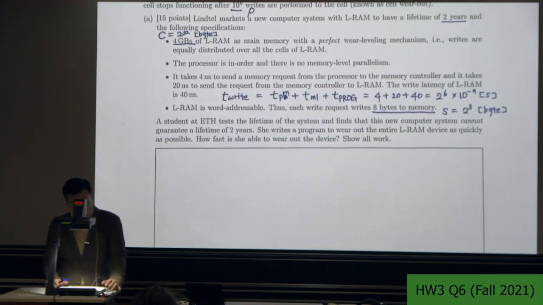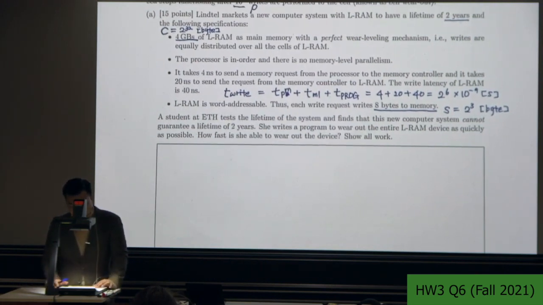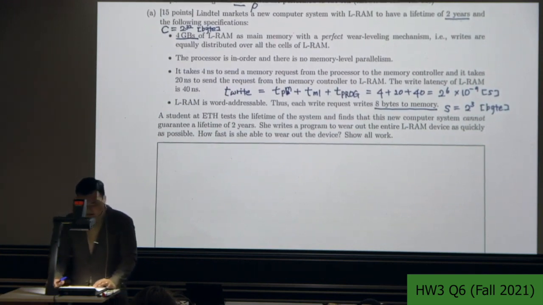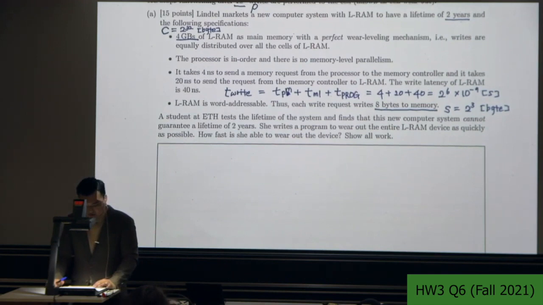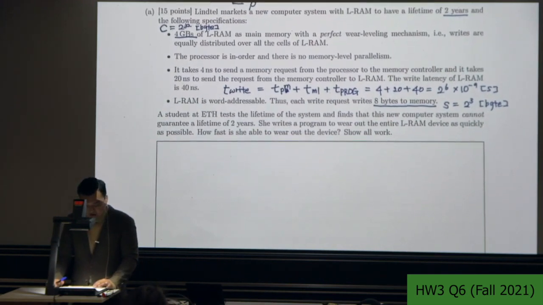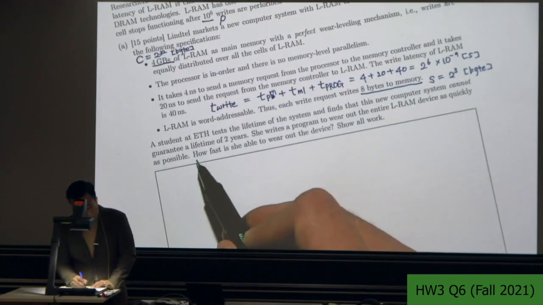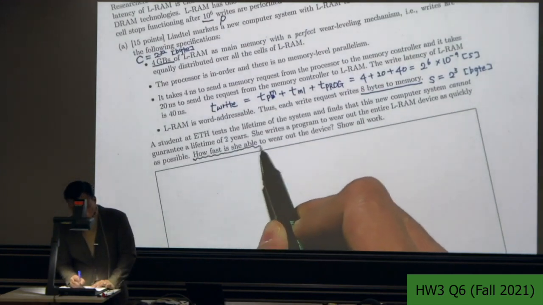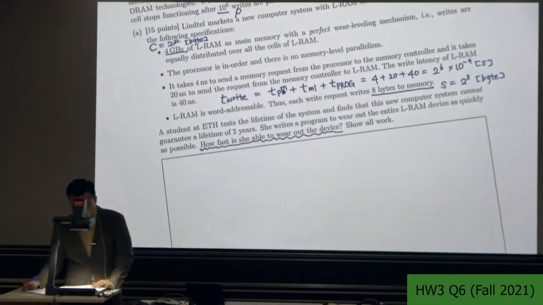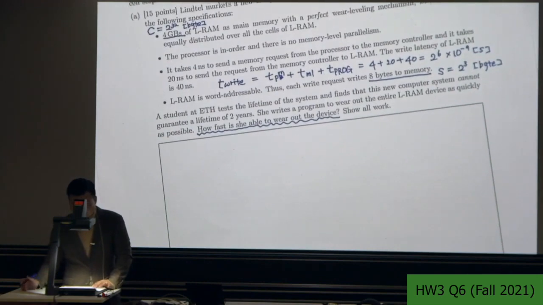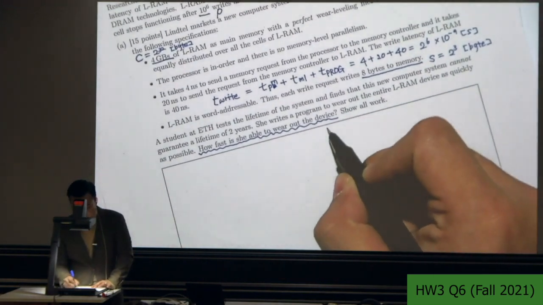system cannot guarantee a lifetime of 2 years. So she writes a program to wear out the entire LM device as quickly as possible. And it is finally asking how fast she is able to wear out the device. It means that actually this is the guaranteed lifetime at the worst case, right? So I will put this as T.